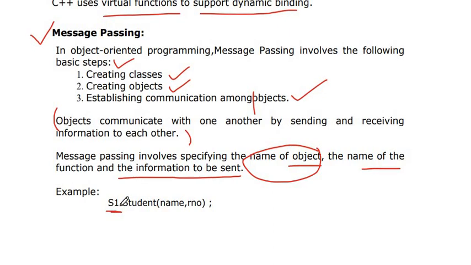Object name is followed by dot operator. Next we have to write name of the function. Name of the function means student, or student data, whatever it may be. Here you can write anything. Next, information to be sent. Here information to be sent is properties of the class. Properties of the class means data members. They are name and roll number, or you can send anything. These are the properties, the data members of the class. Data members are properties of the class. In this way we can perform the message passing.